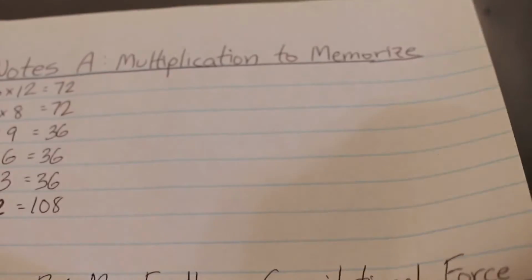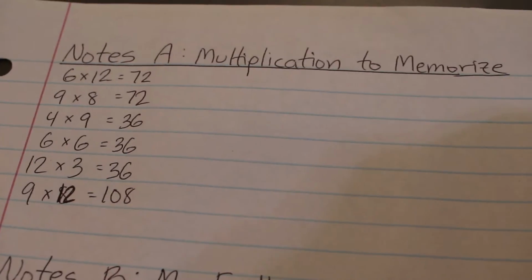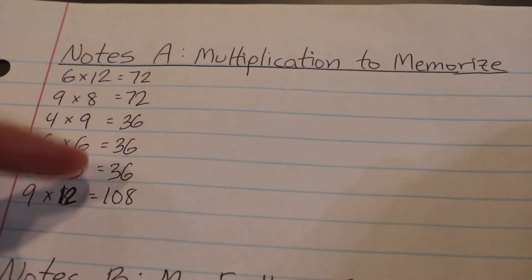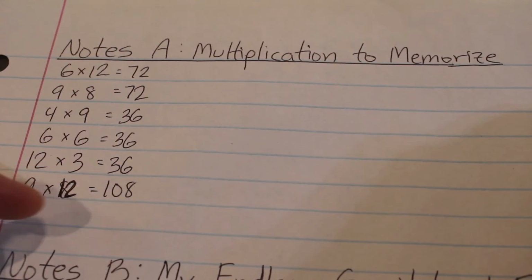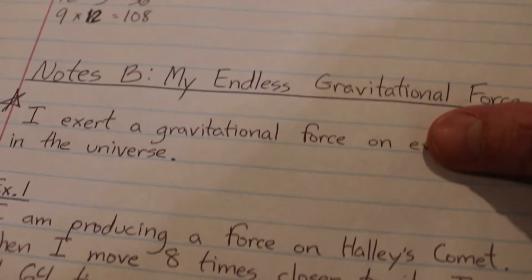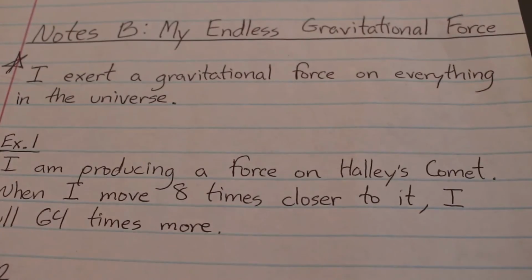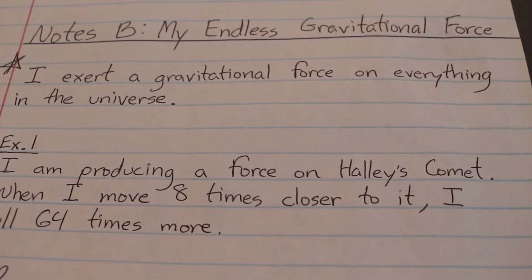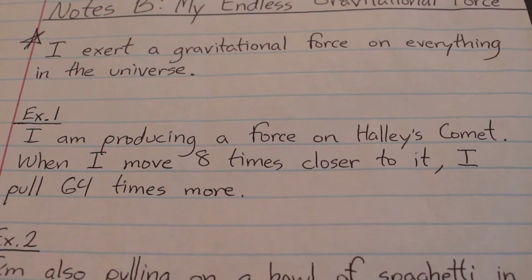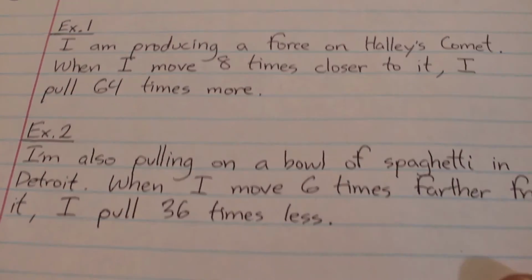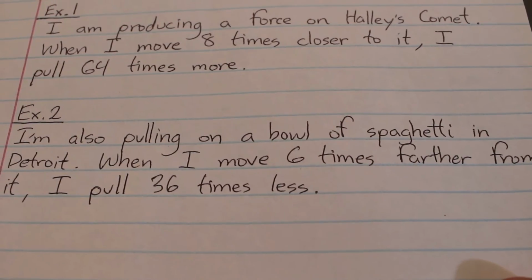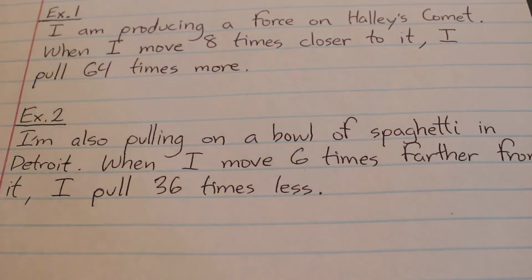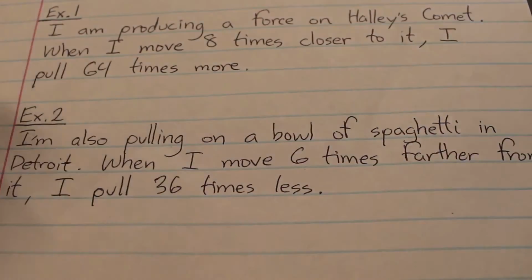So notes A, that's different for every student. I had them take a multiplication assessment, and the ones they got wrong, they copied in this section. So this should be full of the ones that your student got wrong when we did it in the beginning of the year. Notes B, I just wanted to share with the students on the side that, because I'm a physics teacher as well, they exert a gravitational force on everything in the universe, and that's a fact. And then this example or two when we were able to throw in squares, and that's how it links to squares. If you get 8 times closer to an object, you pull on it 64 times as much, for example. So that was just on the side, but it helped us practice our multiplication tables a tad.